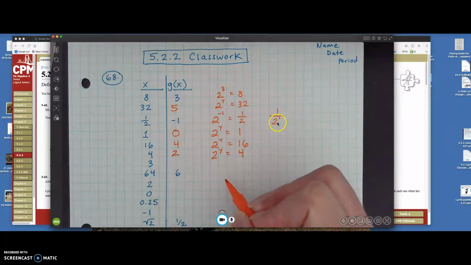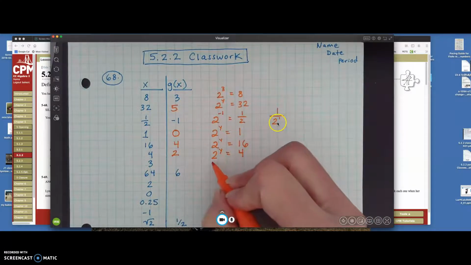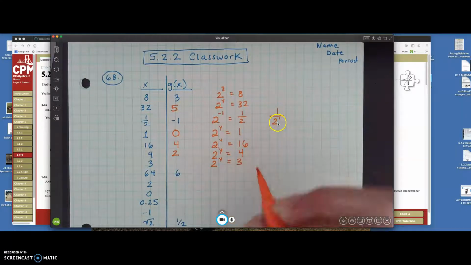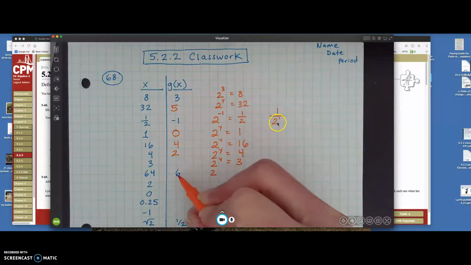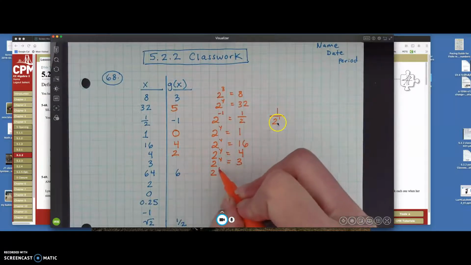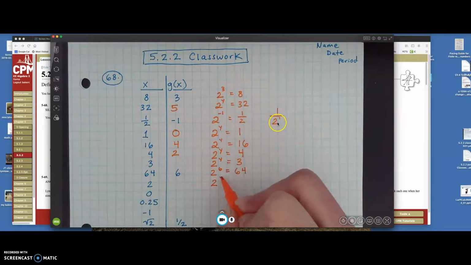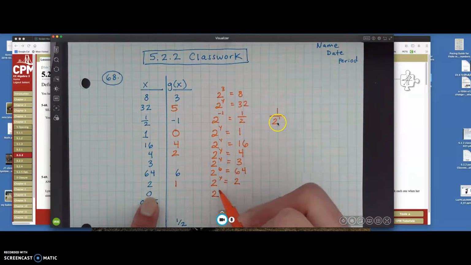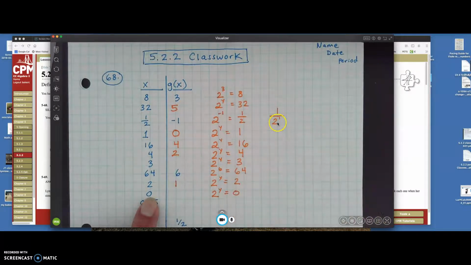Okay, now for this next one, we haven't really learned how to do this yet. So it would be like 2 to the what power is equal to 3. So I'm going to skip that. I'll come back to that one. 2 to the what power, well, we already know the answer. It's 2 to the 6th power is equal to 64. 2 to the what is equal to 2. So that would be 2 to the 1, right? And then 2 to the what power equals 0. I'm going to hold off on that one as well.